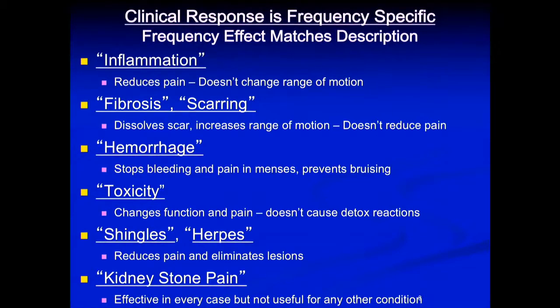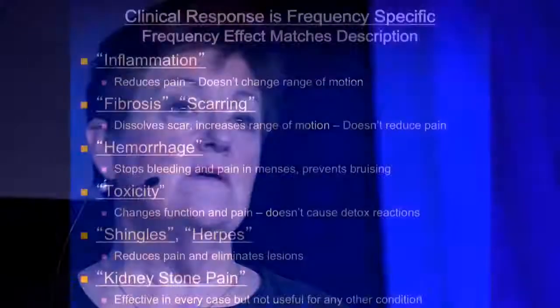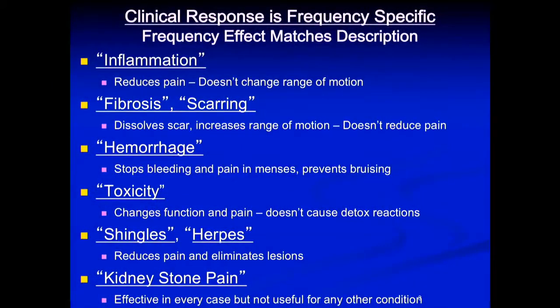There's a frequency for shingles and oral and genital herpes. That virus reduces pain, eliminates the lesions within 24 to 48 hours, takes 2 hours treatment, but it does nothing else. It is not useful for any other kind of pain except for shingles. And there is one frequency combination. The only thing it is good for is kidney stone pain, the pain that comes when you pass a kidney stone. It doesn't do anything for the stone. That's a separate protocol. It does only the pain from the kidney stone.